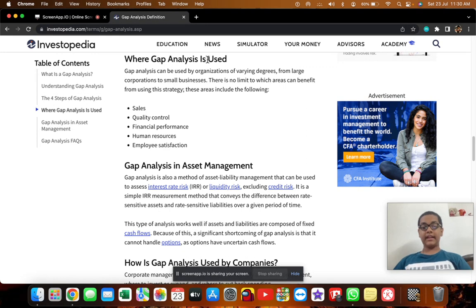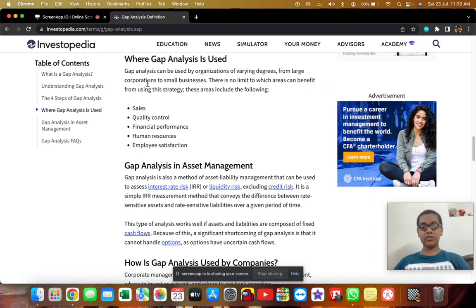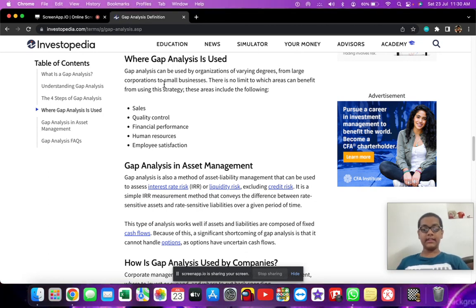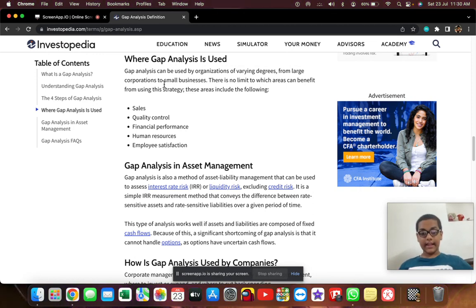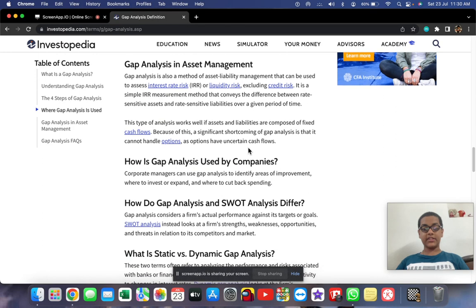Where is gap analysis used? Gap analysis can be used by organizations of varying degrees, from large corporations to small business. There is no limit to which areas can benefit from using this strategy. These areas include the following: sales, quality control, financial performance, human resources, employee satisfaction, etc.